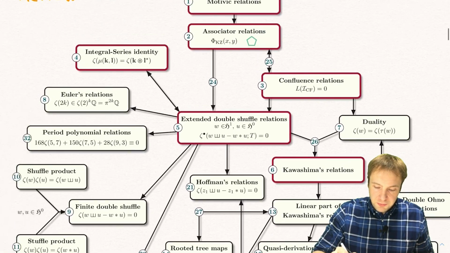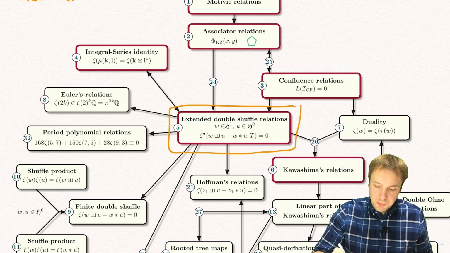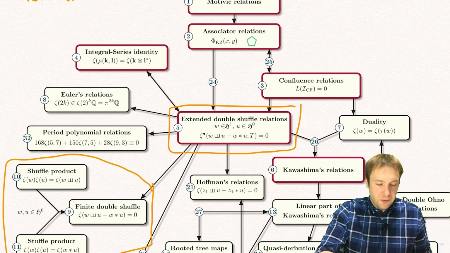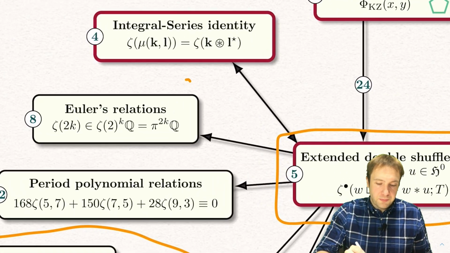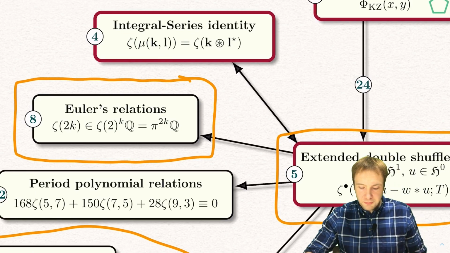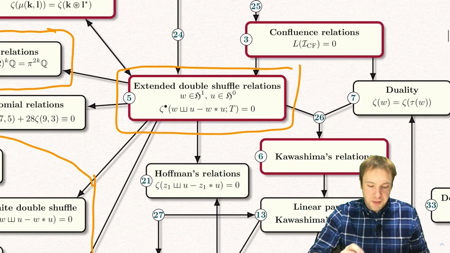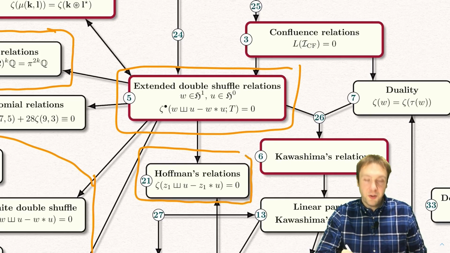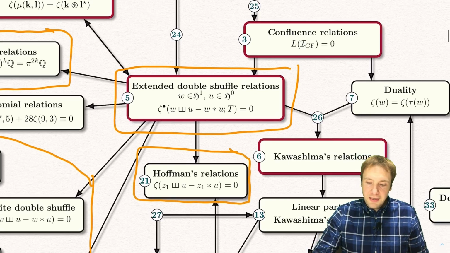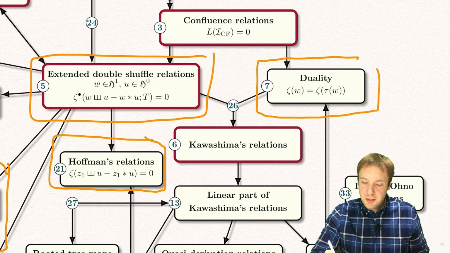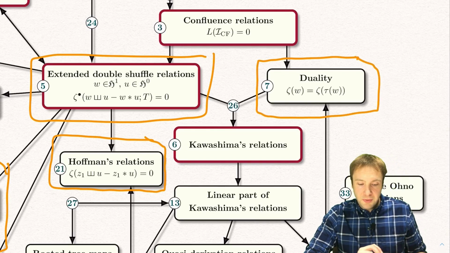So let me maybe circle the ones we already saw. So the orange ones we saw. And also we had this algebraic relation here, this Euler relation in the very first lecture. And also last time, as a special case of the extended double shuffle relations, we saw this Hoffman relation here. And also we had this duality relation, which we will also talk about today.